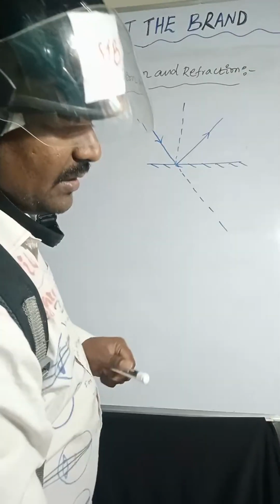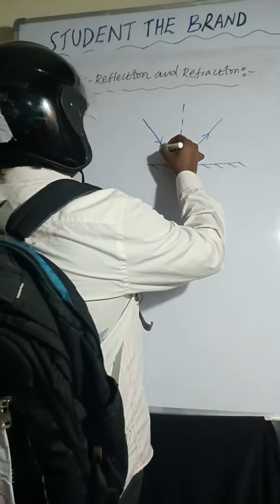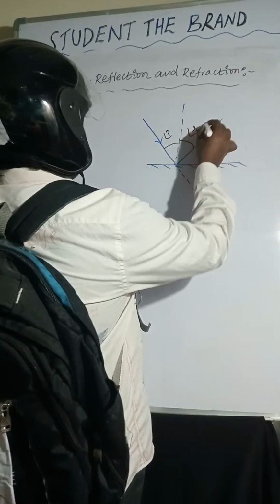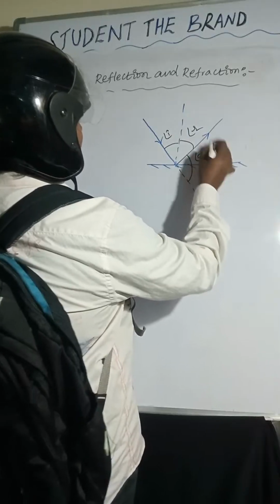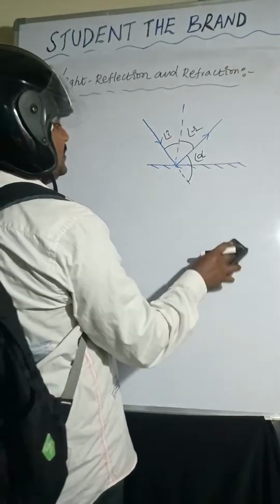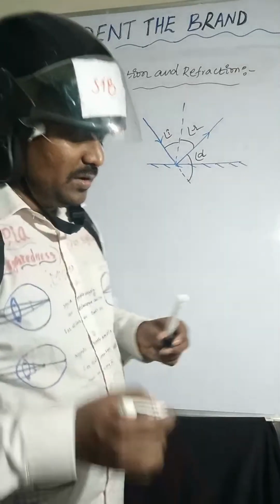The angle between the incident ray and the normal line is called the angle of incidence. The angle between the reflected ray and the normal line is called the angle of reflection. The angle between the reflected ray and the undeviated line is called the angle of deviation. Now you can see here.